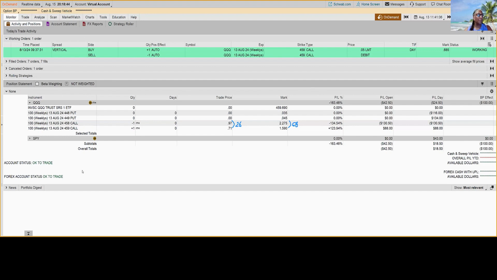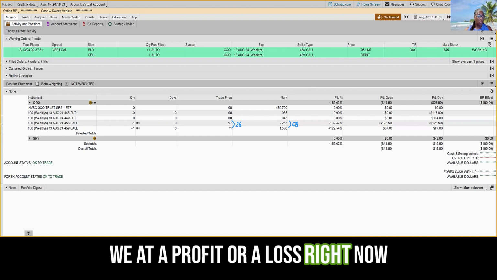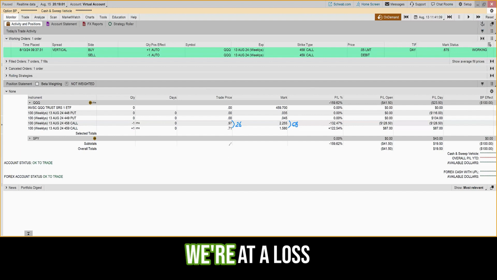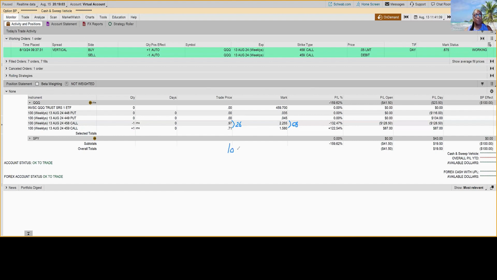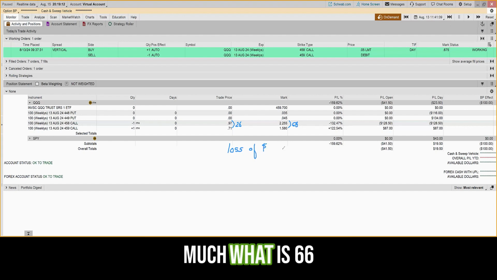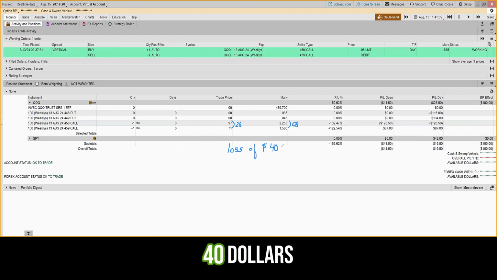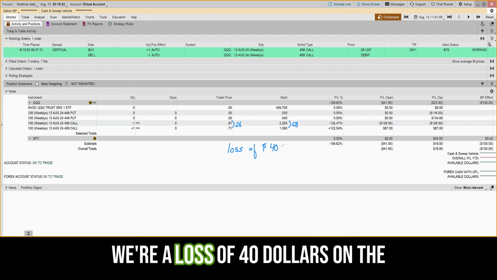I'm going to pause it so we can talk about this. Are we at a profit or a loss right now? Loss. We're at a loss of how much? $26 and 66. We're at a loss of $40.